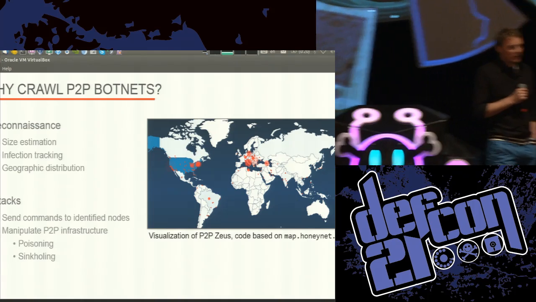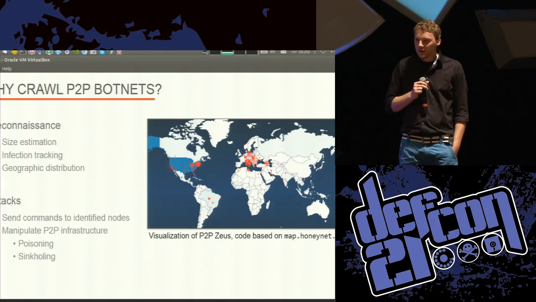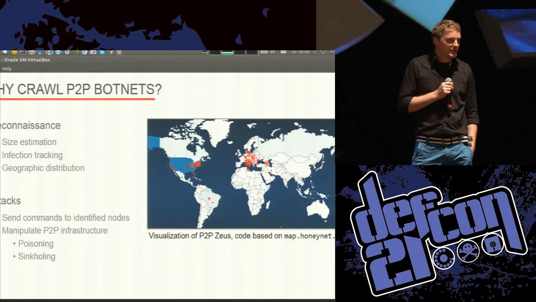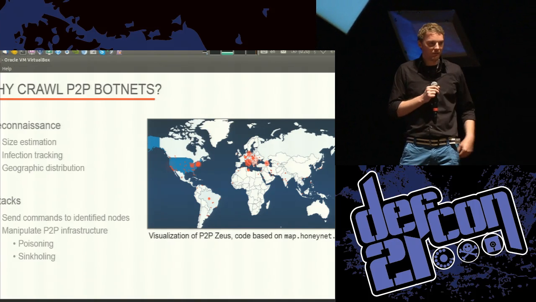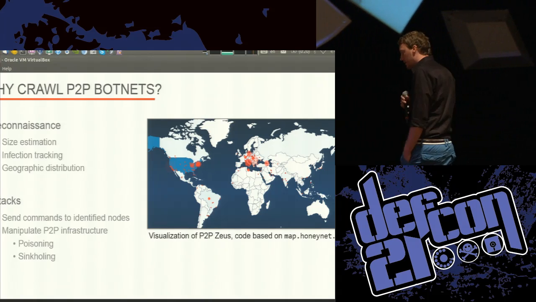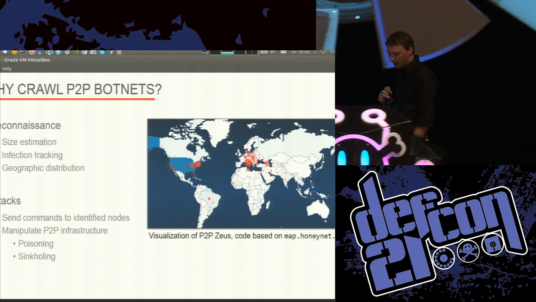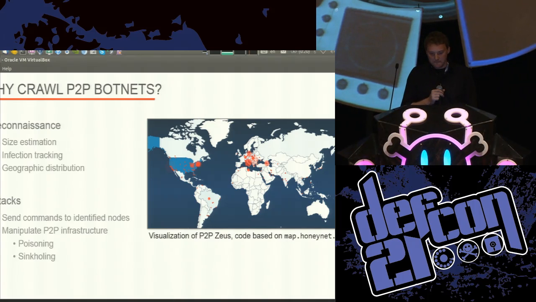Infection tracking is something that people are doing who want to remediate or kill these botnets. They want to learn about infected machines and then can report the IP addresses to, let's say, ISPs, who then pass the information on to their customers, and hopefully they clean up the machine so the botnet dies off. But I've never really seen that being successful.